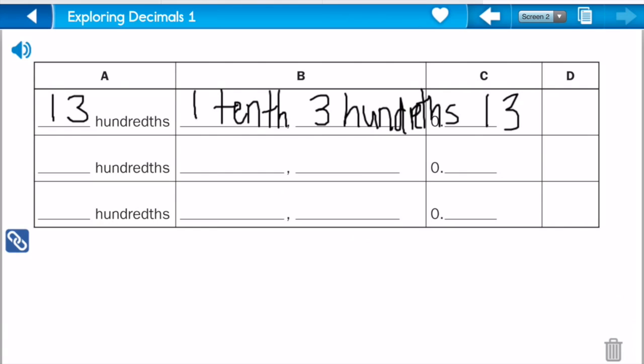Now write in column D how that would look as a fraction. All right, that would be 13 over 100. Great job.